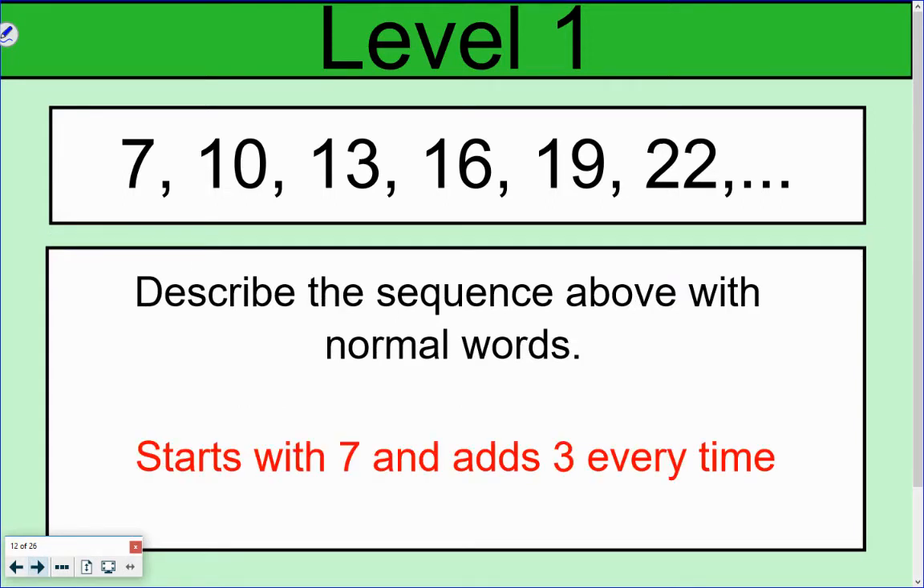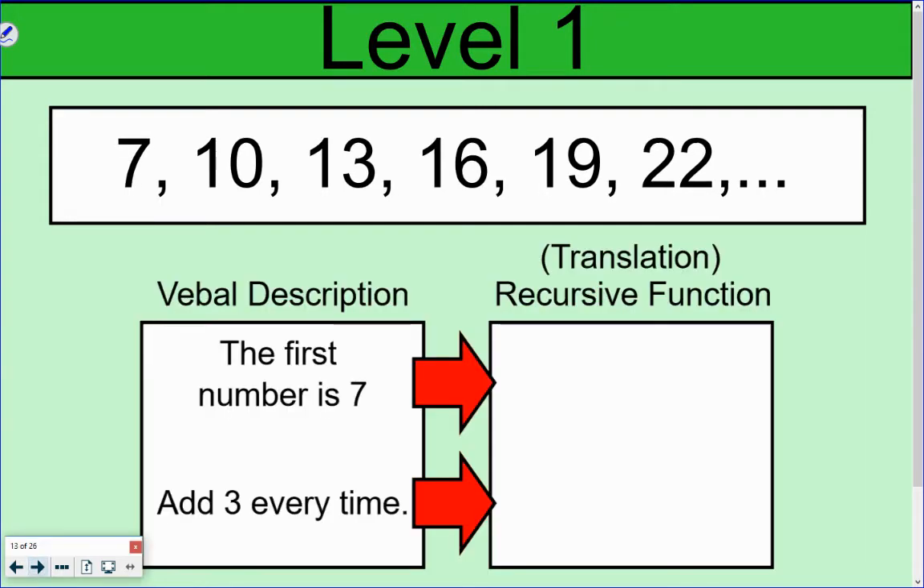We want to look at this thing and we want to describe it in our words. Hey, 2 things. Starts with 7 and it adds 3 every time. So when you describe these, you have to give me 2 descriptions. Now we're going to turn that into math. What does this look like?